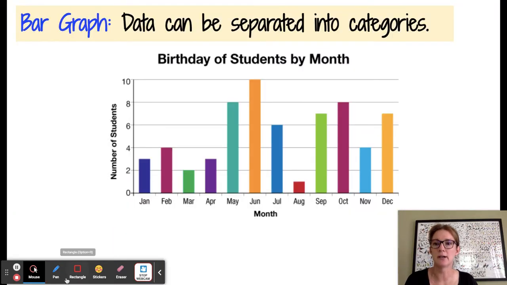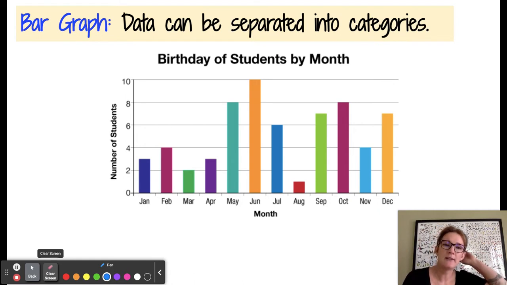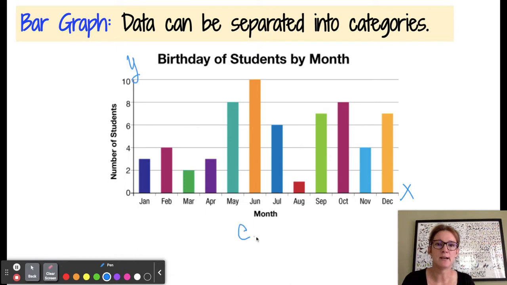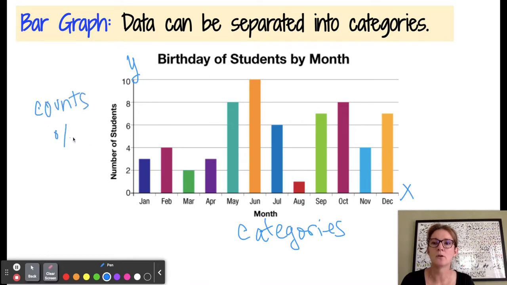Okay, so a bar graph. When do you use a bar graph? Well, when you have data that can be separated into categories, you want a bar graph. So on the x-axis, here's the x, here's the y, you're going to have categories. In this case, it's months. And on the y-axis, you're going to have usually counts of something, like here, we're counting students, or percentages are pretty common as well.